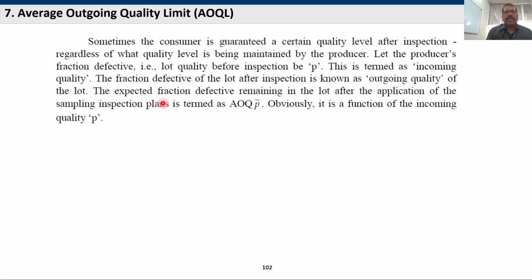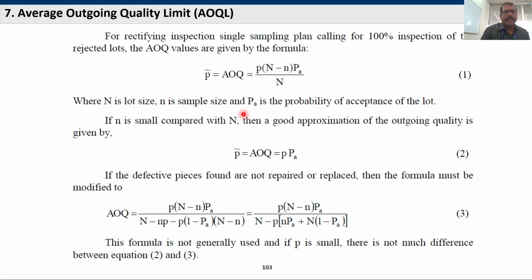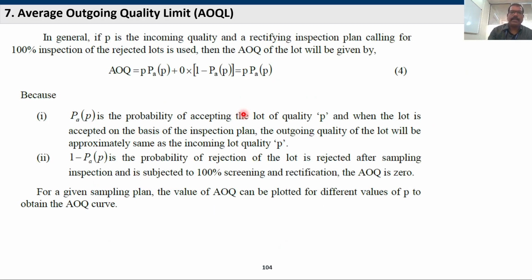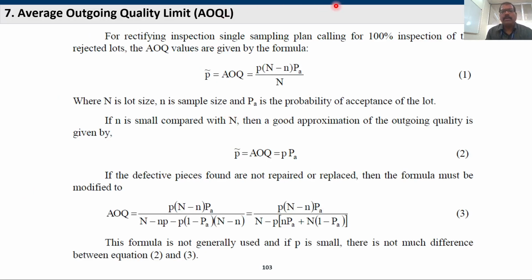The expected fraction defective remaining in the lot after the application of the sampling inspection plan is termed as average outgoing quality, P bar. Obviously it is a function of the incoming quality. Based on the incoming quality, you are doing acceptance sampling plans, and you are giving that output. That is your average outgoing quality. But you need a limit, the average outgoing quality level.